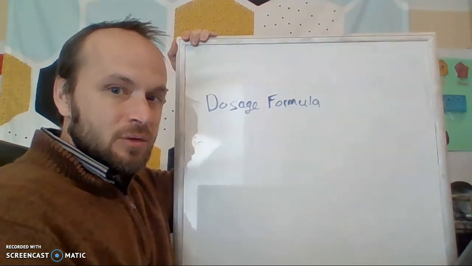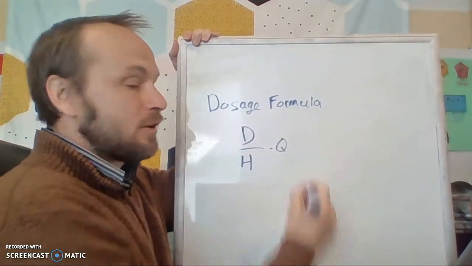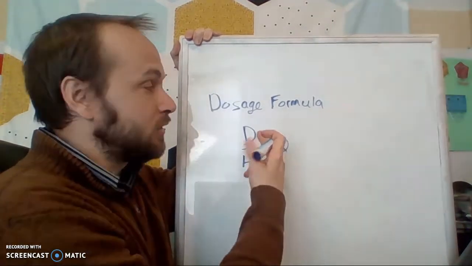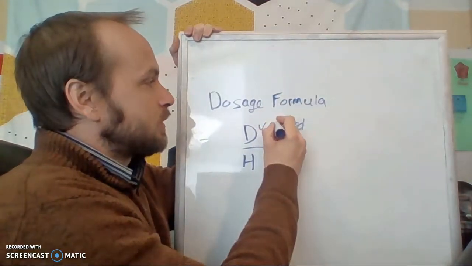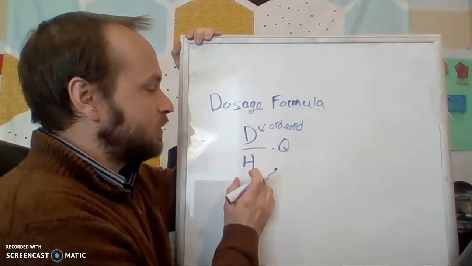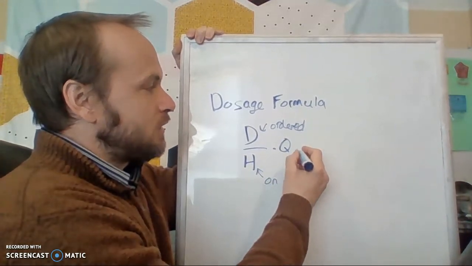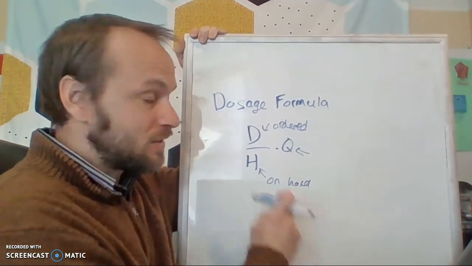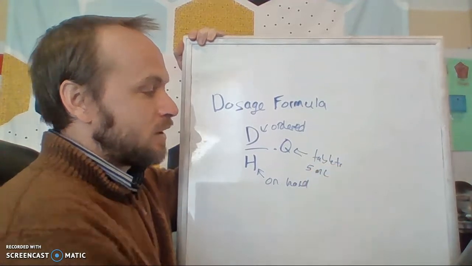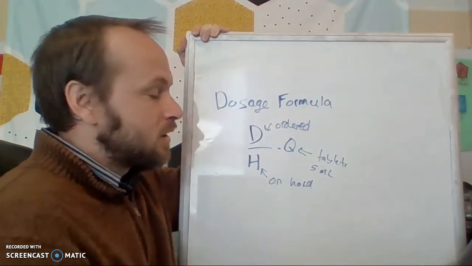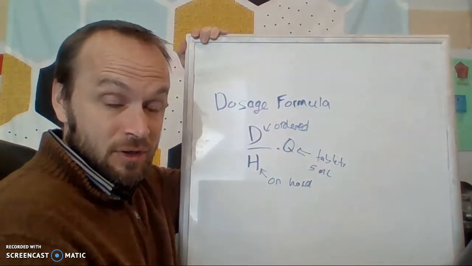The dosage formula is pretty simple. It's just the letters D over H times Q. Well, what do those stand for? D stands for the dosage that's ordered, so that's what's ordered or what you're supposed to give. H is the quantity you have on hand, what's in your medicine cabinet. And Q is the quantity that this stuff comes in. Does it come in tablets? Does it come in like 5 milliliters? So this is the amount of medication you have on hand.